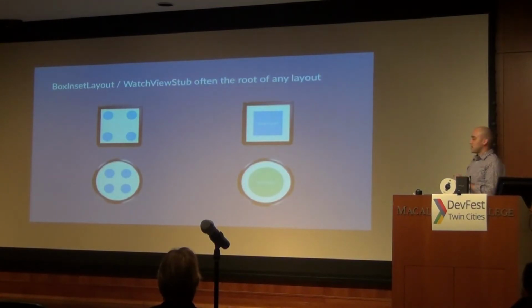All right, so between a combination of BoxInsetLayout and WatchViewStub, these end up being the root of most layouts when you're doing an Android Wear app. For pretty much everything else I'm going to show, I'm going to be using BoxInsetLayout on every layout, just to provide the padding I need for the round watches.